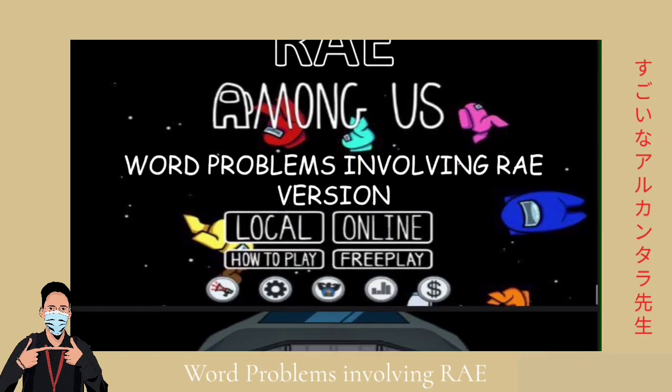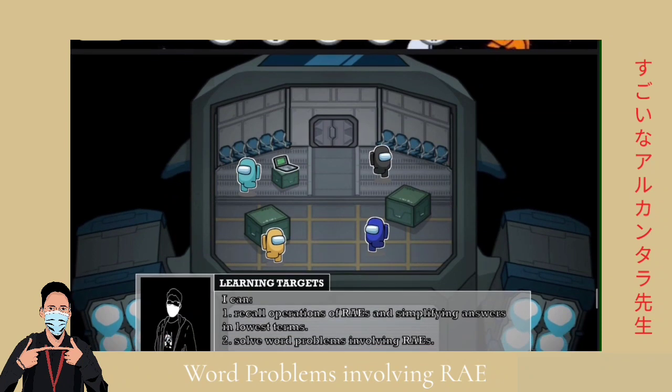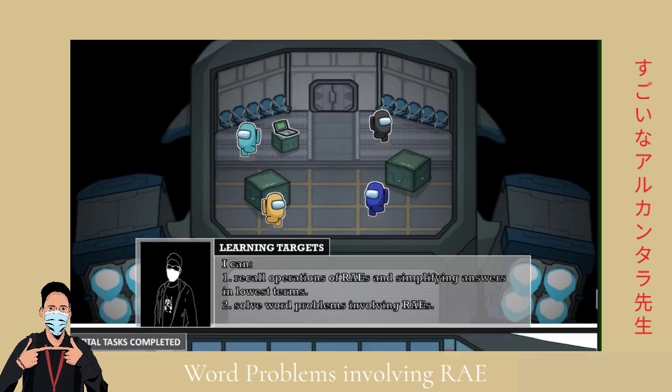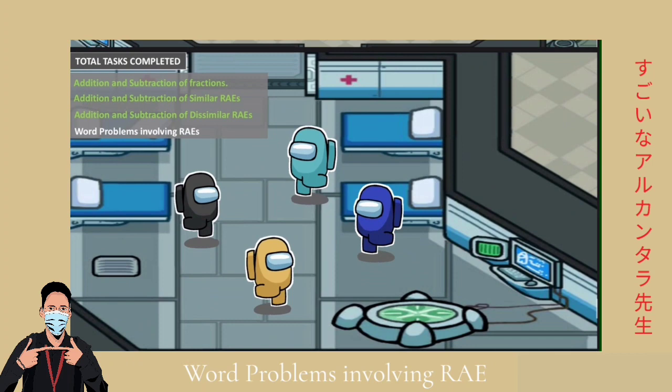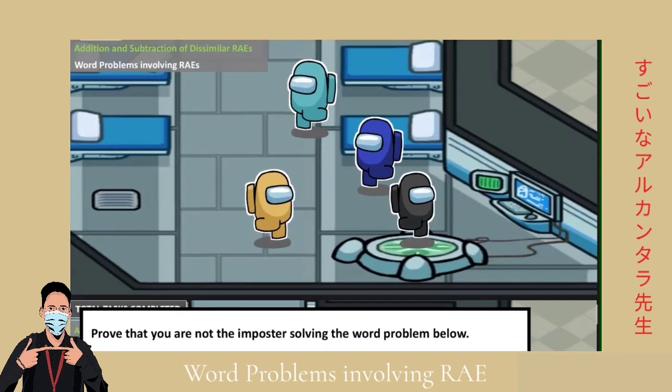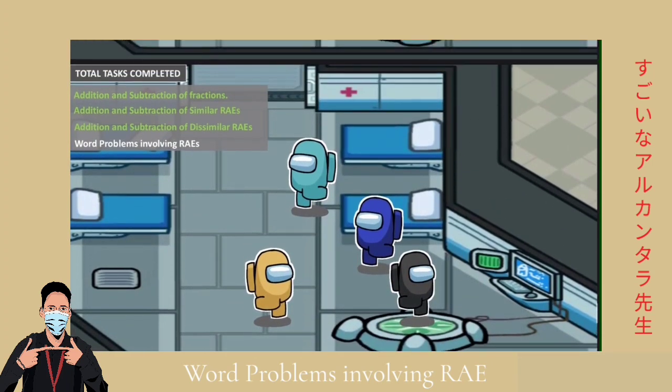So, we still have our dear crewmates this time around. It's just four of them left because some have vanished to the unknown. So we have here our reading targets: to recall operations on RAEs, so you can check out the previous lessons that we had, and at the same time to solve word problems involving them. So let's start with our dear crewmates. Our first example, we will start with yellow. Oh, sorry, black. I'm sorry, I got suspicious there, but we'll start with black.